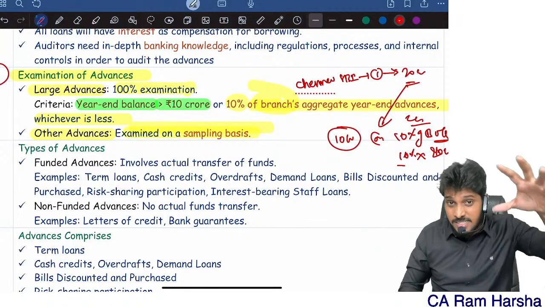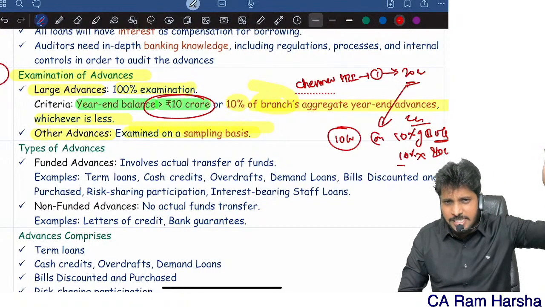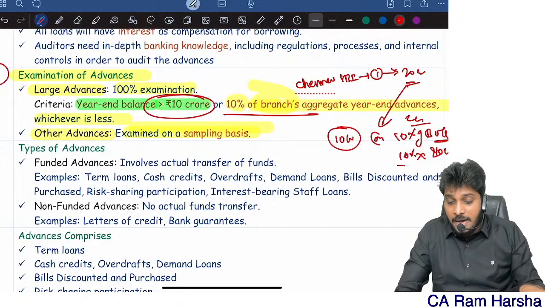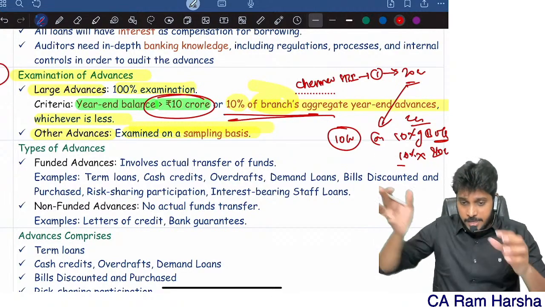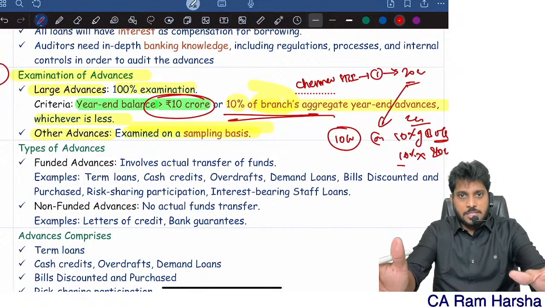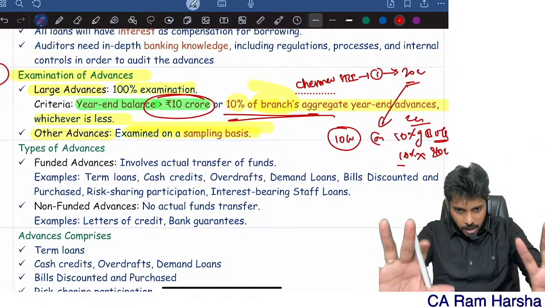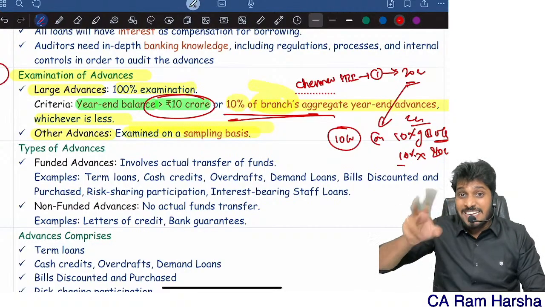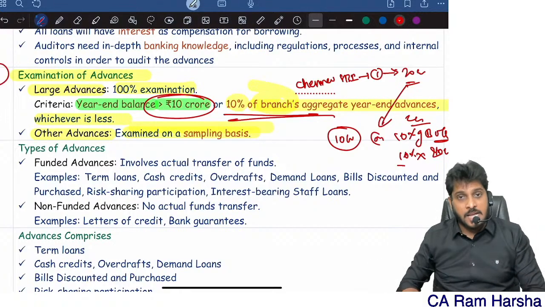So whether an advance is a large advance or not, one limit is the 10 crore limit. If the amount is less than 10 crore, then compare with 10% of the branch's total outstanding. If an outstanding advance from a particular customer is more than 10% of the total branch outstanding as on 31st March, then that is also treated as a large advance.